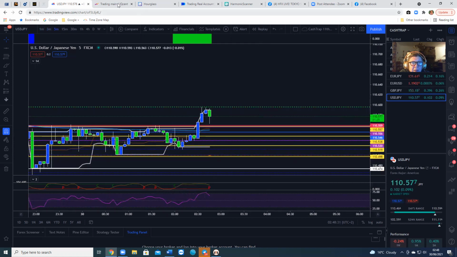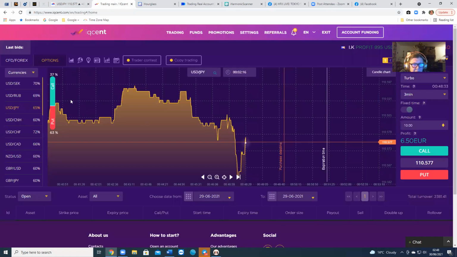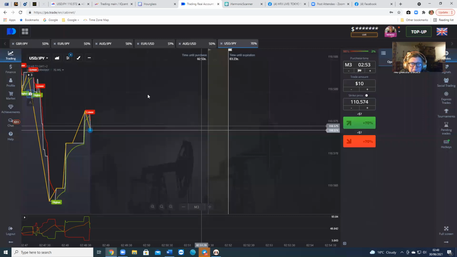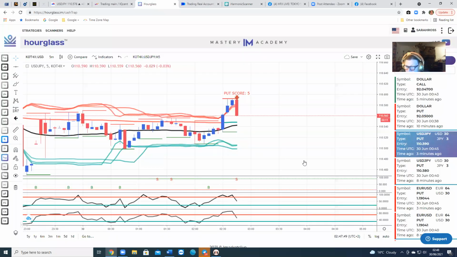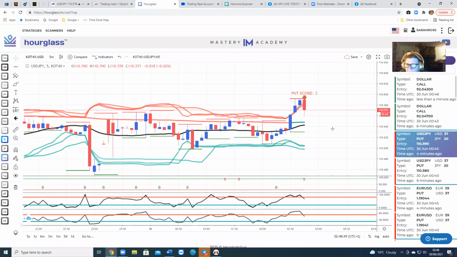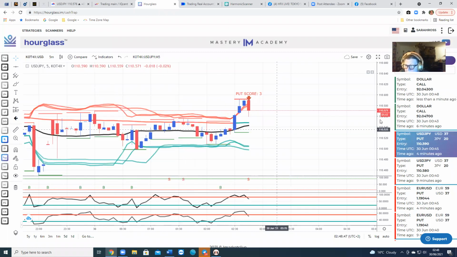Let's go back to the 5 minute. It's wicking off that level. 65% there. 70%. 575. HourGlass. 37 to 20. Right, 1 minute 11 left. It's coming to the, it's pointing down.